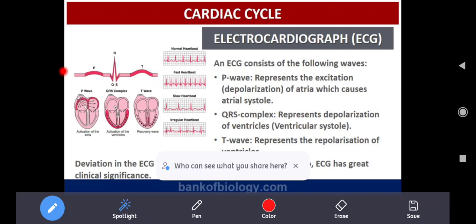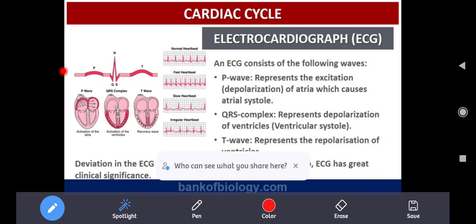Systole means contraction. The contraction takes place in the atrial region, and then the P wave occurs. It represents the excitation. At the beginning, the atria are in the normal or diastole state. When the excitation takes place for the systole, that is known as the P wave.